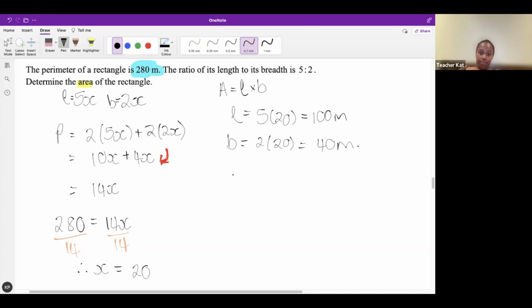But now we want the area. We said area is length times breadth, which means 100 times 40. So then my area for this specific rectangle is 4,000 what? We were given units in the beginning. 4,000 meters squared. Beautiful. Okay, this was a very nice problem solving question.